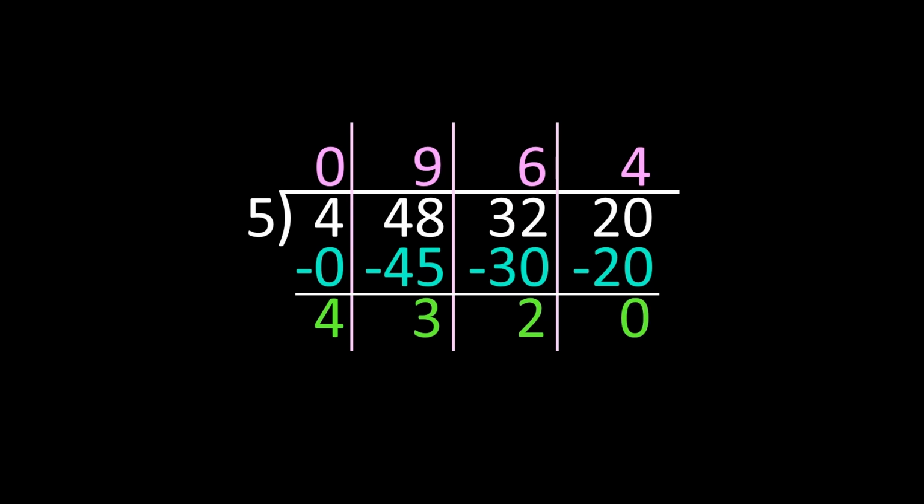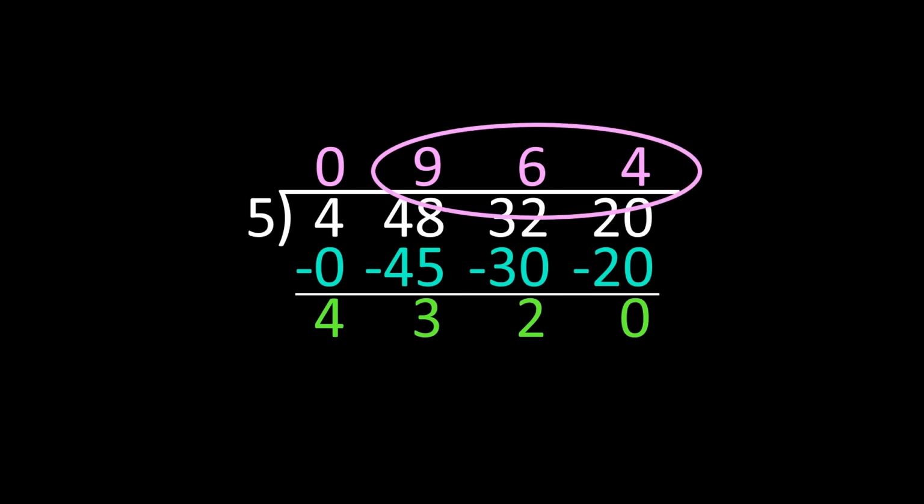I don't have any sections of my problem remaining. So my quotient is 964, because in a whole number, we wouldn't include the 0 that we have in front of the 9.